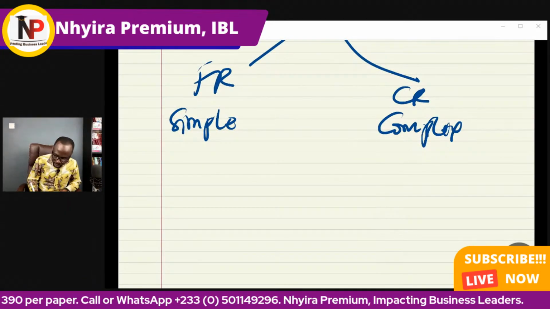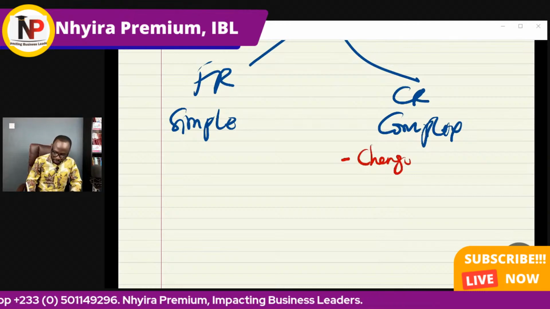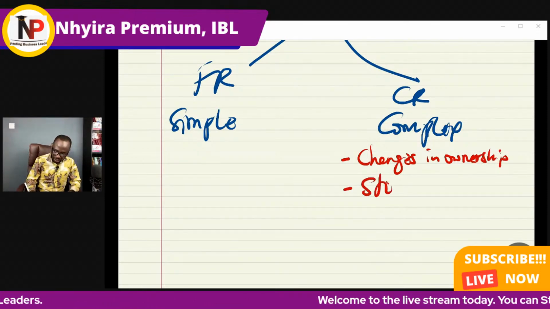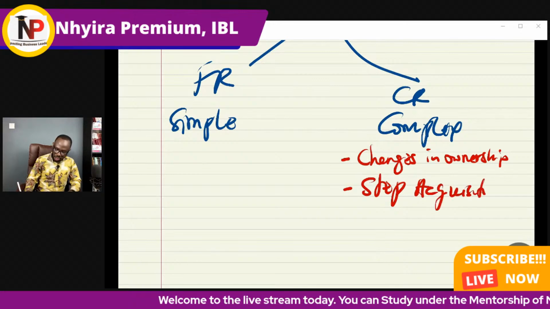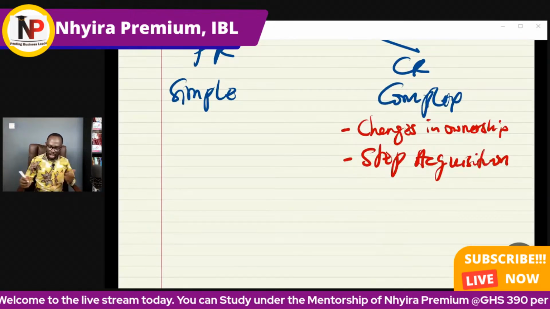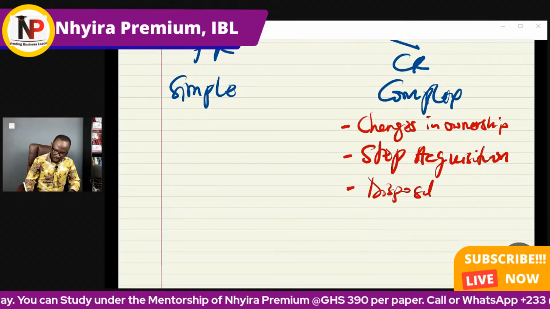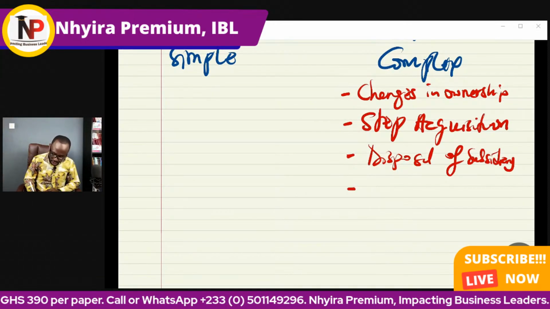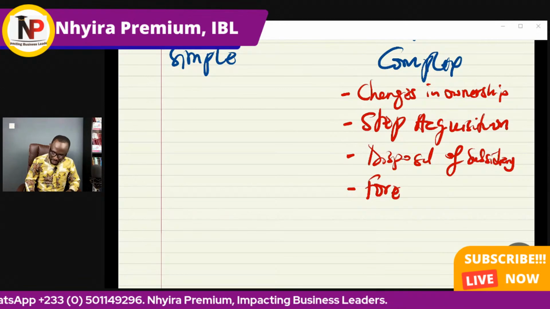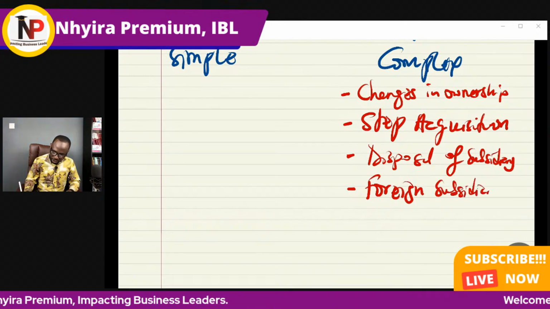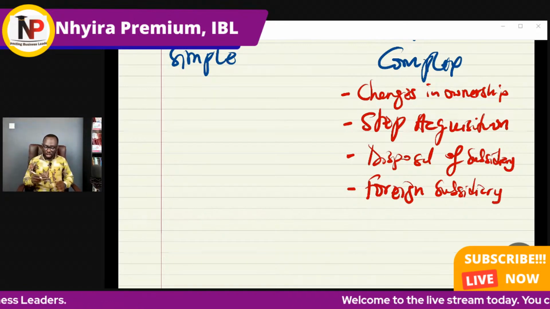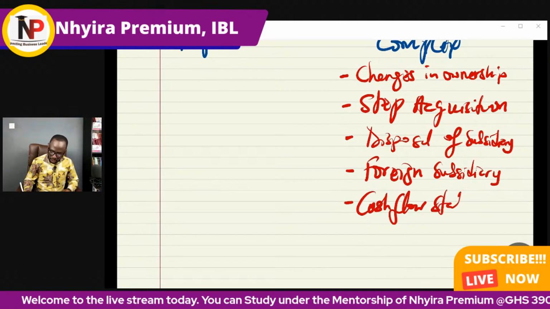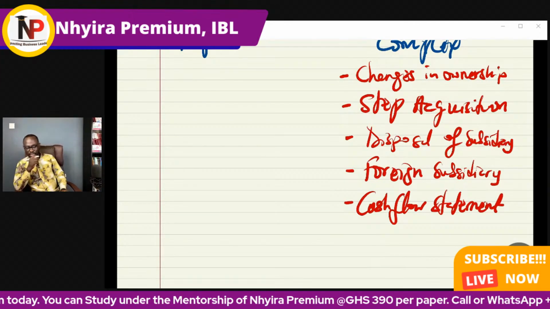So in corporate reporting, you'll be looking at something like changes in ownership, very critical in there, and how you account for that. You're going to be dealing with things like step acquisition, that is, if we decide to acquire a business in stages rather than all at once. You're going to look at disposal of a subsidiary, to retain interest or not. You're going to spend some time looking at foreign subsidiary: if the entity has a foreign subsidiary, how do we account for that? Then you're going to look at the consolidated cash flow statement, and how you can prepare it.